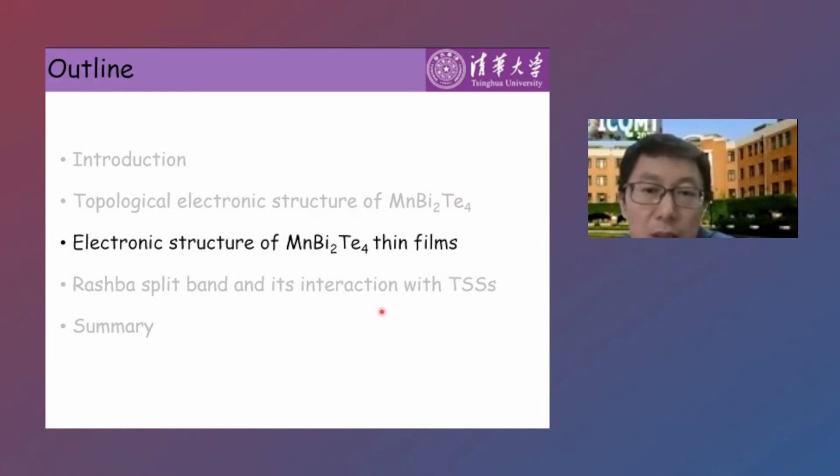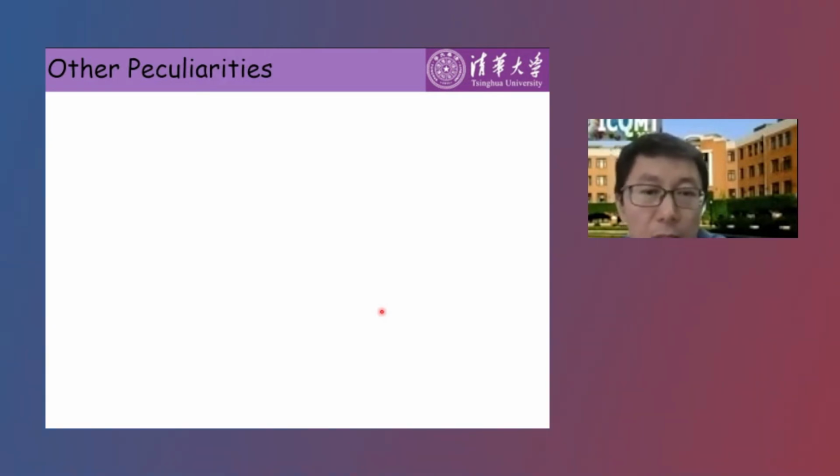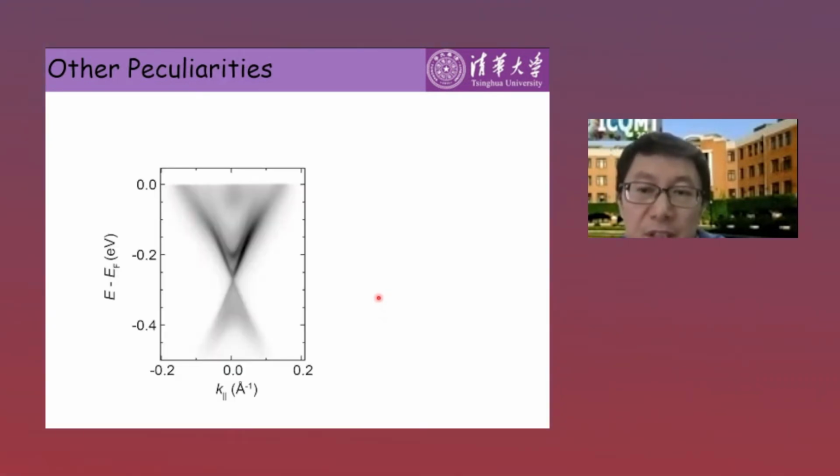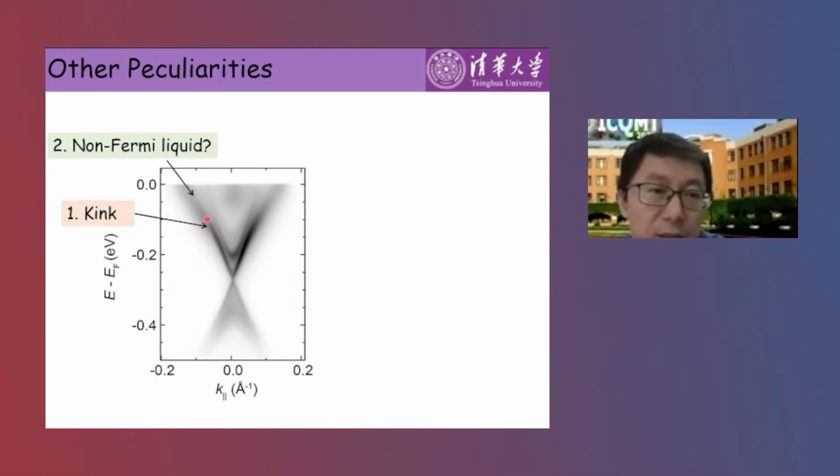Okay, next I will talk about the thin films of manganese bismuth telluride 124. In addition to the diminishing surface gap, we noticed several other peculiarities in the electronic structure of manganese bismuth telluride, which were previously ignored. First, there is a kink-like structure in the dispersion of the topological surface state. Secondly, the surface state seems to be broadened and weakened as approaching the Fermi level, which is beyond the expectation of Fermi liquid theory. Thirdly, there is a Rashba split band, which was attributed to a bulk valence band before.